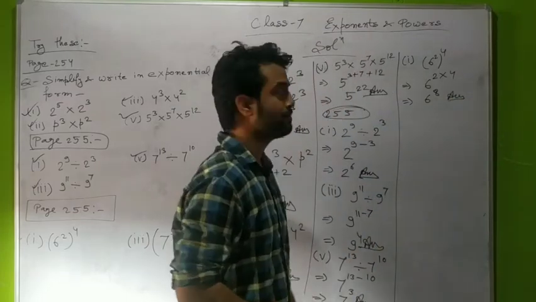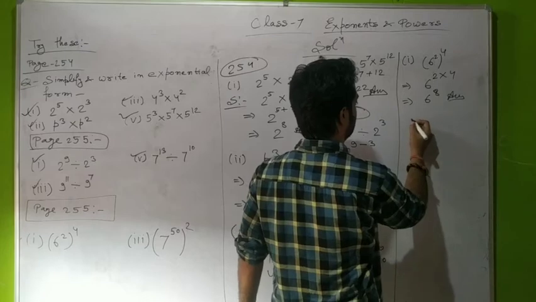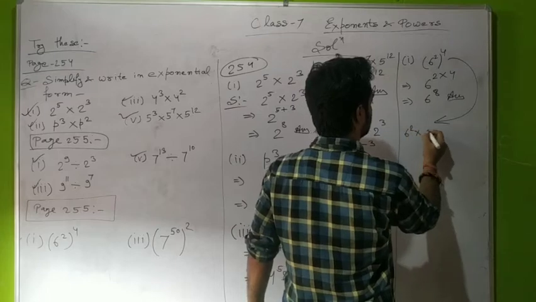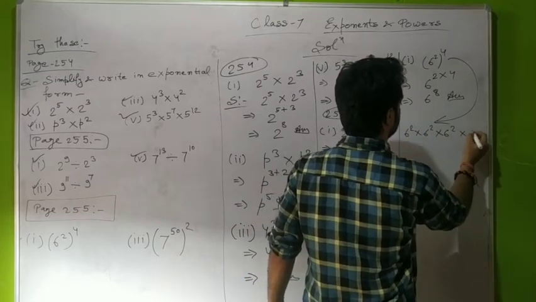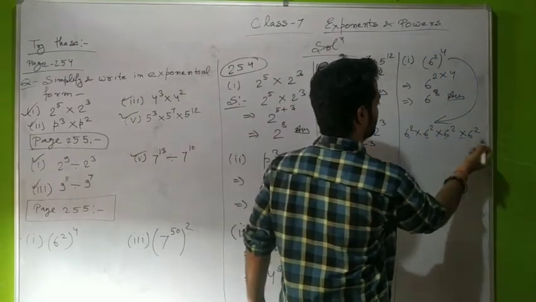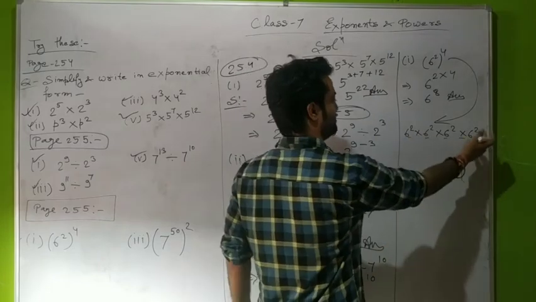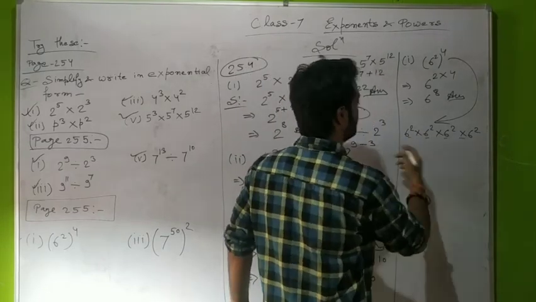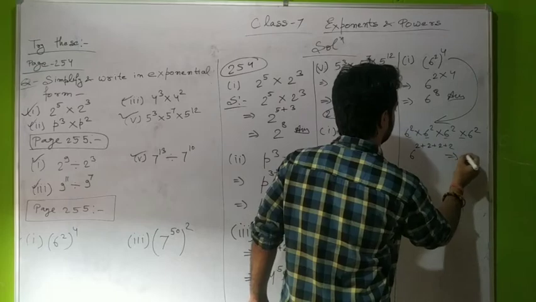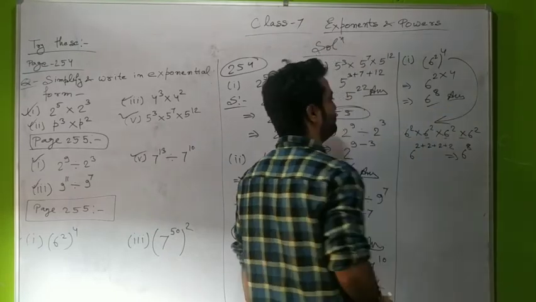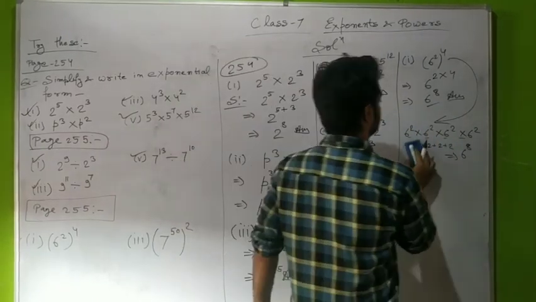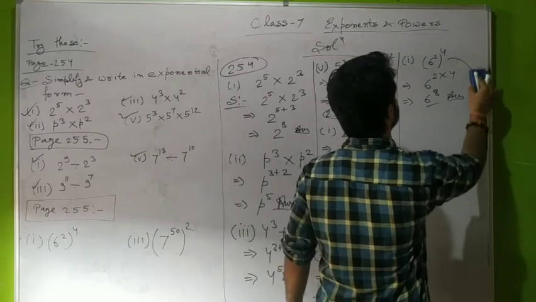Let's revise why this happens. 6 square raised to the power 4 means if we write it expanded, it becomes 6 square into 6 square into 6 square into 6 square. This means 6 square is multiplied 4 times. So 1, 2, 3, 4 we have multiplied. Now when bases are same, then powers are added. And in the case of multiplication, it becomes 6 power 2 plus 2 plus 2 plus 2, that is 6 power 8. So directly you can write the answer, or if you want you can expand, then also find the solution. But using the property will save your time.